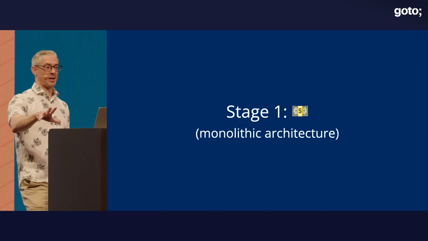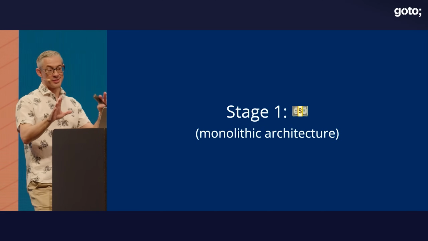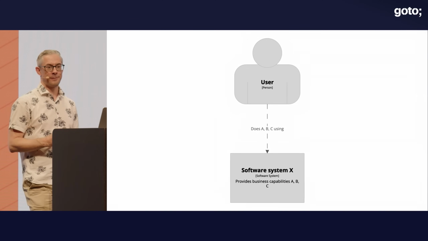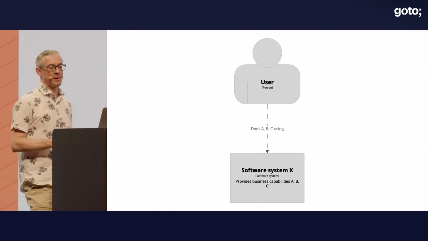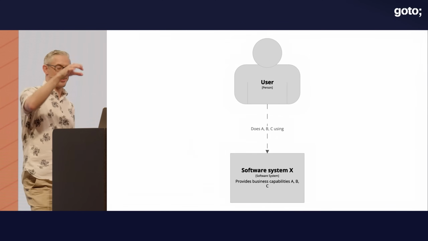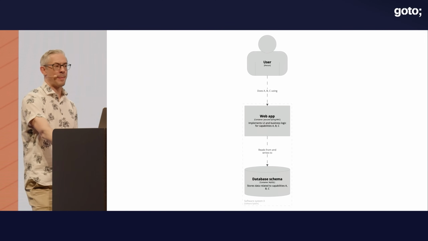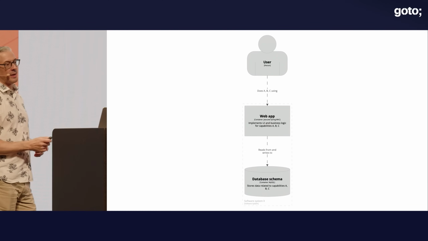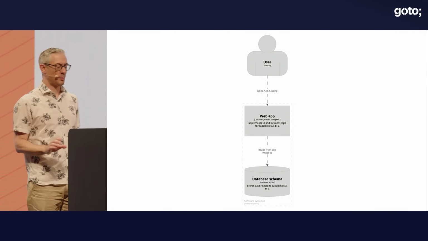Imagine we work for a startup, we've got no money, and we've been asked to build a system that does a bunch of stuff. So here is our system context diagram for the thing we are building as a startup. We've got some users, and we're providing a software system, and it's providing a bunch of business capabilities. When we zoom into the system boundary, because we're a startup, we're going to build this thing as a monolithic web application talking to a monolithic database schema. So that's the container diagram, showing the web app and the database schema. That's easy, no problems at all.